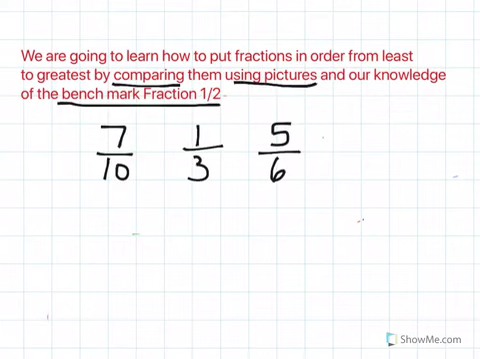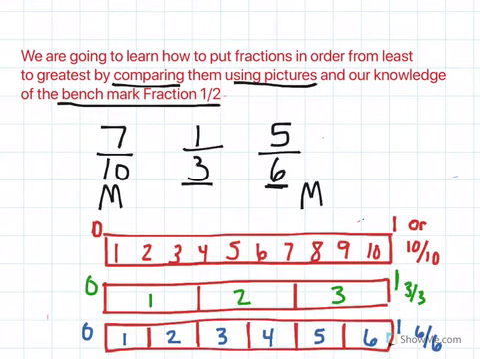So the first thing I'm going to do is think through this. If I had 7 out of 10, well, I know that 5 out of 10 would be half, so 7 out of 10 is more than half. Okay, I know over here with 5/6, if I had 5 out of 6 of something, that's almost the whole thing. So I know that 5 out of 6 is more than half. So I know these two fractions are more than half. Now 1/3, I'm not so sure. I'm going to draw a picture for all of these and compare them using a fraction model.